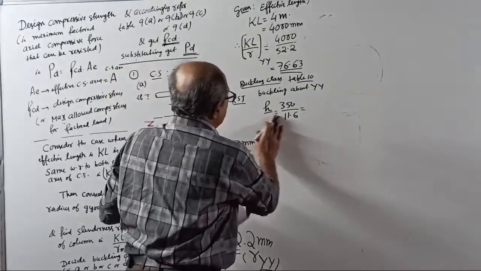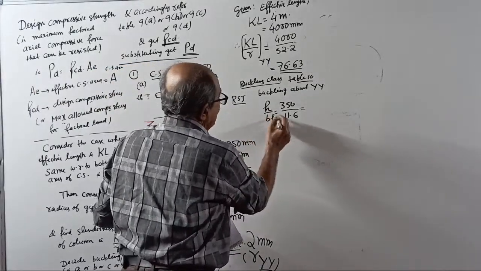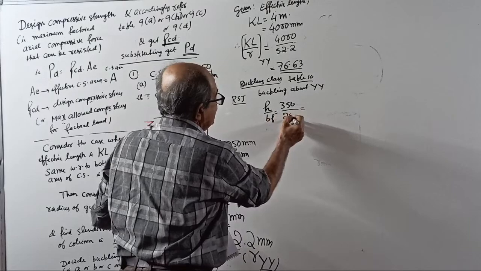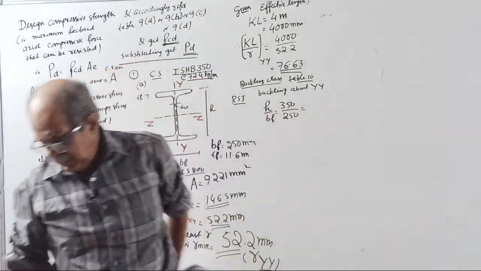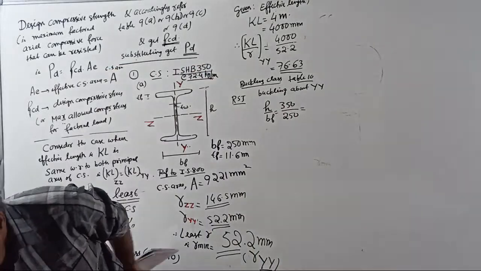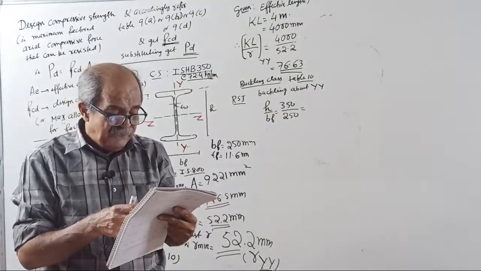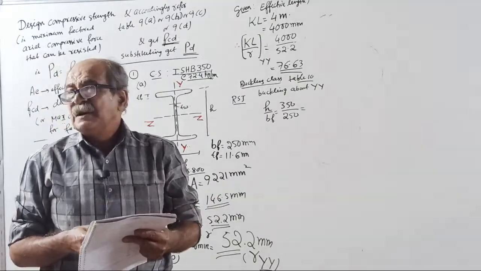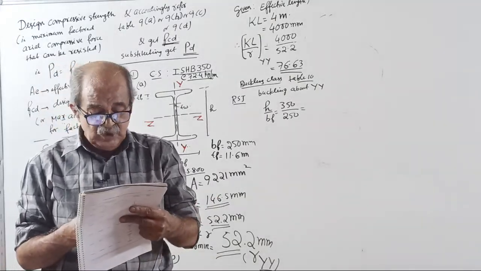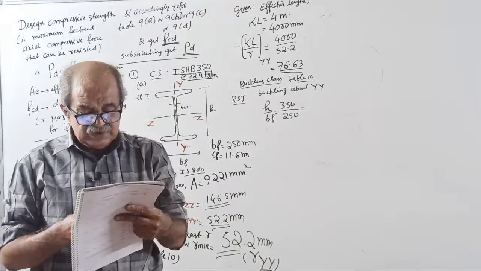H by BF. BF is 250. Thickness later. H by BF, not TF. Actually, this will decide the shape of the cross section. Some people call it aspect ratio. It is also called aspect ratio.